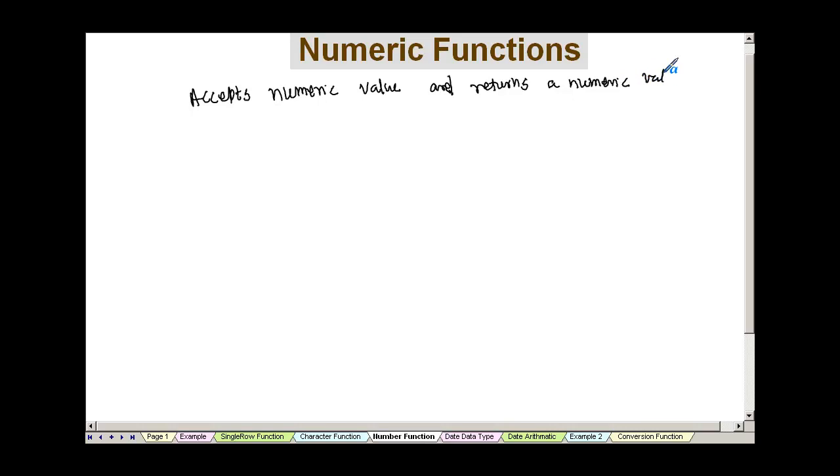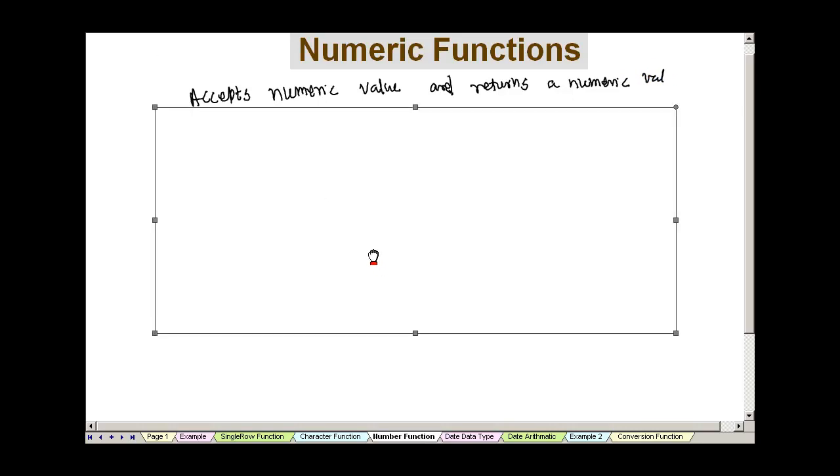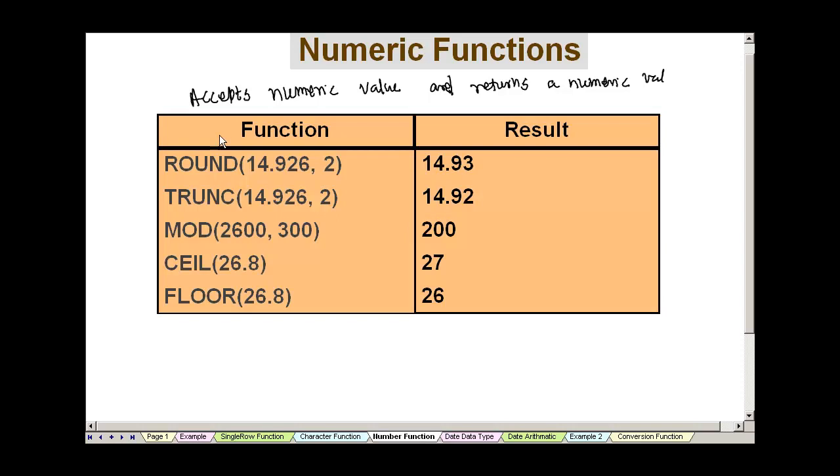Okay. So again, what we are going to do is give a lot of examples to see what things are there. So here are some examples. Say for example, I have a number, say 14.926, and I want to round it to the next two digits. So the answer is 14.93, because the digits are 14.92 and since the next digit is 6, it will go to the next higher number.